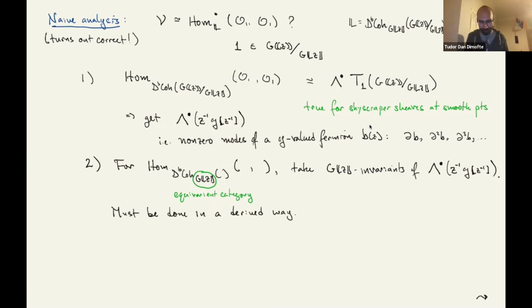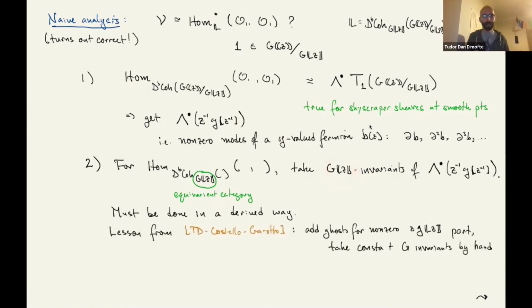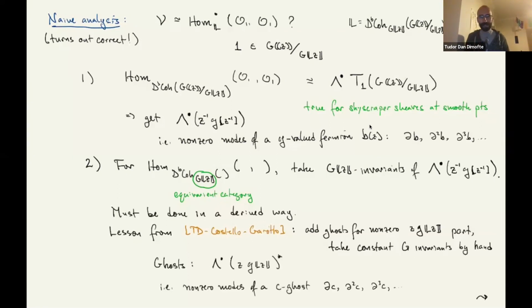So taking invariance under this group defined over Taylor series in a derived way means introducing a ghost. And the right way to do that is to introduce ghosts for the non-zero modes and take constant G invariance by hand. And that gives you another Lie algebra valued fermionic field and all of its non-zero modes.